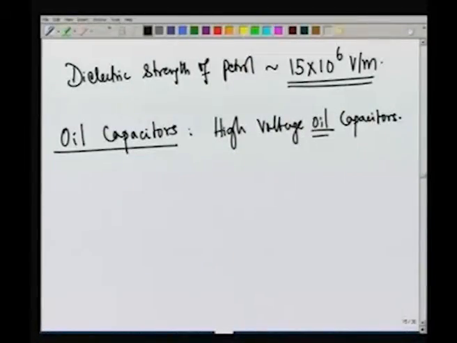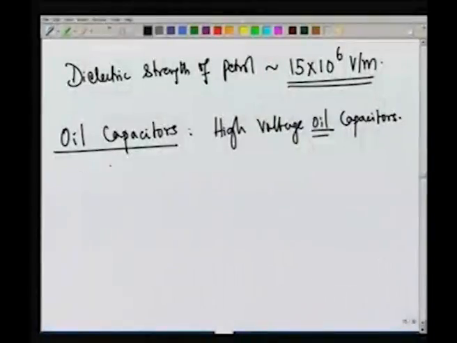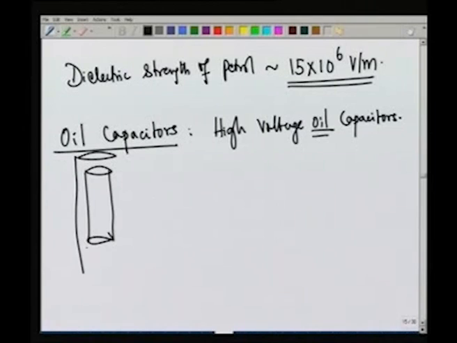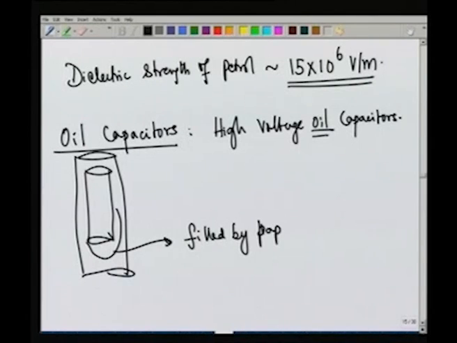The trick is to introduce a dielectric medium which decreases the field, and one of the ways of accomplishing this is through oil. In this case, what one does is not to simply fill the whole space between the two plates or the two cylinders with oil, but to do the following. Let me illustrate that. Suppose I have a cylindrical capacitor. The space in between is filled by paper soaked in oil.